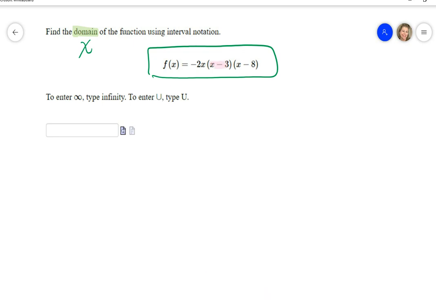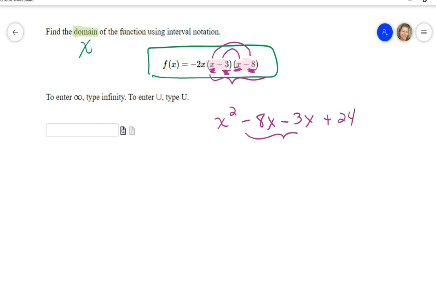I would start by multiplying the x minus 3 times the x minus 8. And to do that, I'd use the FOIL method. I'd start with first times first. X times x is x squared. My outsides will be x times negative 8, so negative 8x. My insides is negative 3 times x, so that's negative 3x. And then last times last, negative 3 times negative 8 is a positive 24.